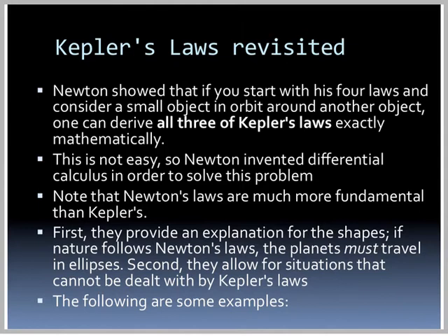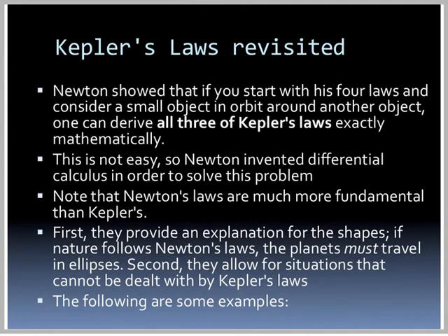Newton showed that if you start with his four laws and consider a small object in orbit around another object, you can derive all three of Kepler's laws exactly mathematically. It's not easy, so Newton invented differential calculus in order to solve this problem. And we note that Newton's laws are much more fundamental than Kepler's, so they provide an explanation for the shapes. If nature follows Newton's laws, the planets must travel in ellipses. And second, they allow for situations that can't be dealt with by Kepler's laws.